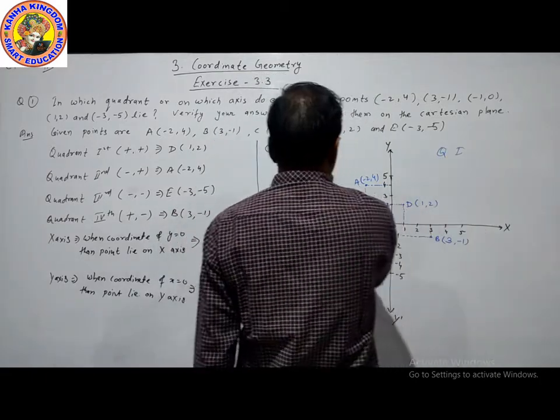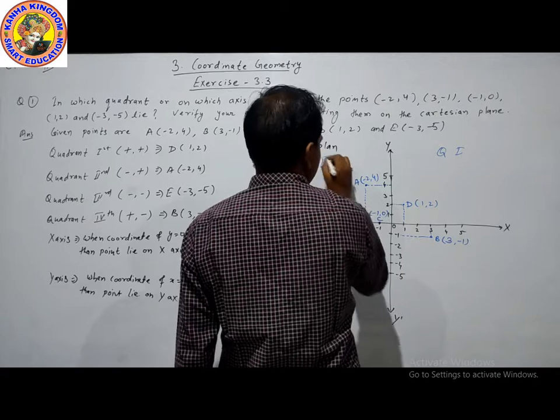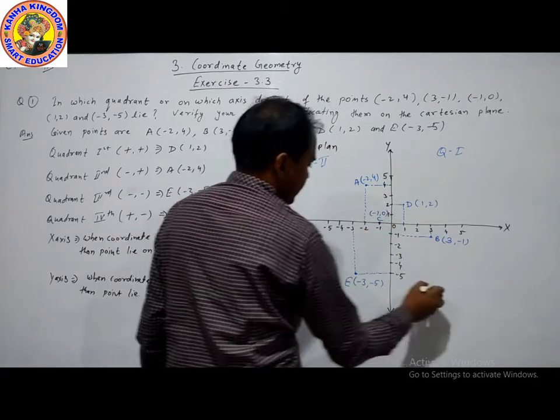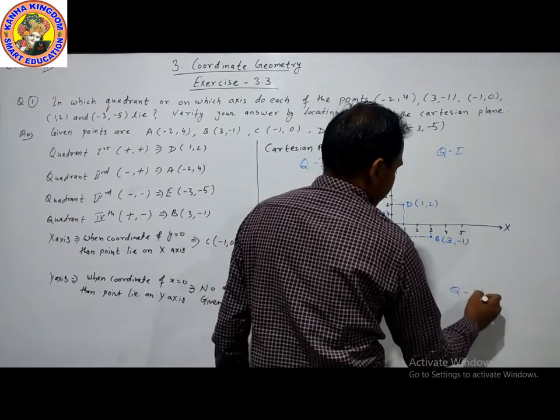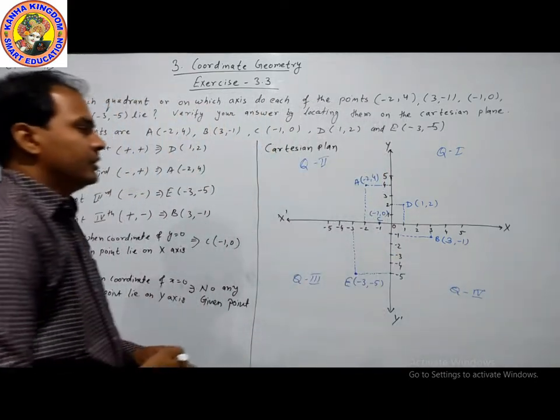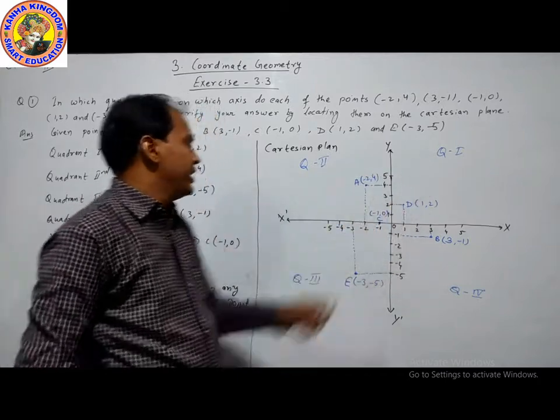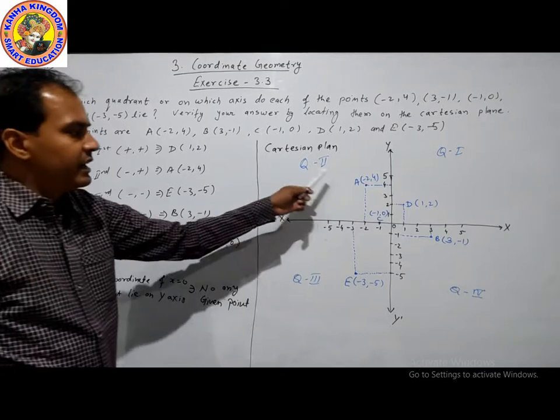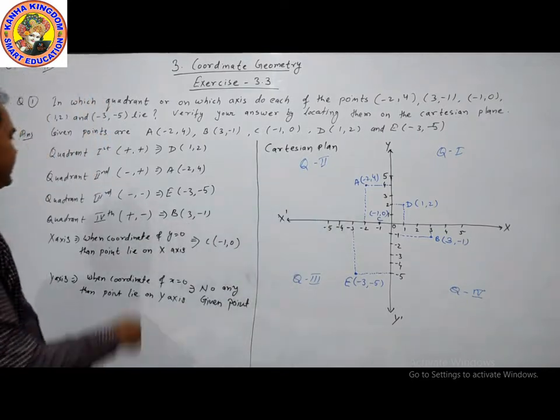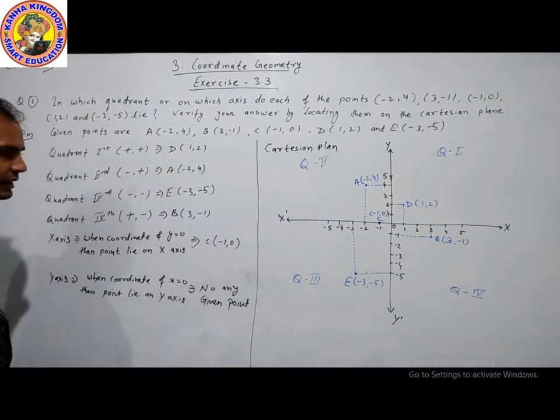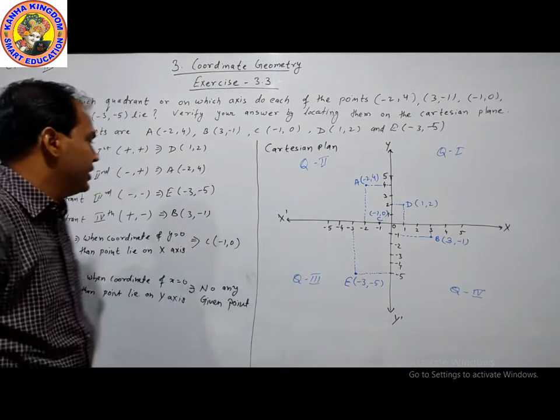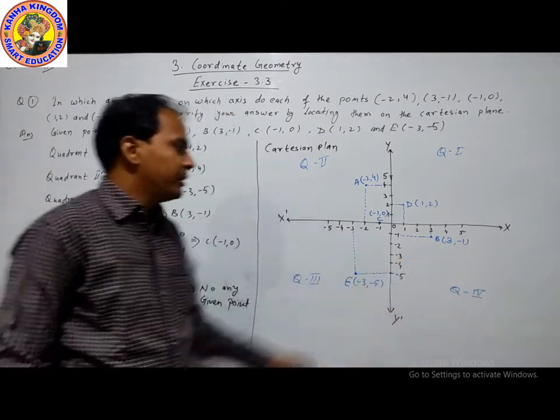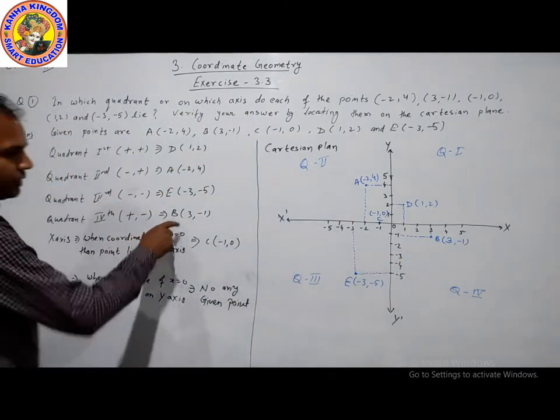Here is quadrant first, quadrant second, quadrant third, and quadrant fourth. In first quadrant, point D. In second quadrant, point A. In third quadrant, point E. In fourth, point B.